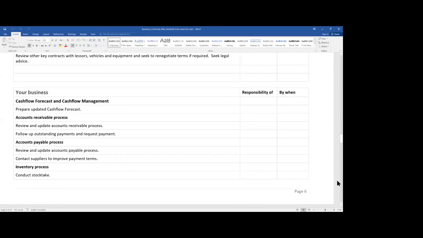Then we go into the next one, looking at your business. Here's where we can start looking at your cash flow management and your cash flow forecasting. Do you have, for example, a daily or weekly or monthly cash flow forecast that you use? If you don't, let us know. We can send you a template that you can use to go through this. Looking at your accounts receivable, your accounts payable and your inventory policies.